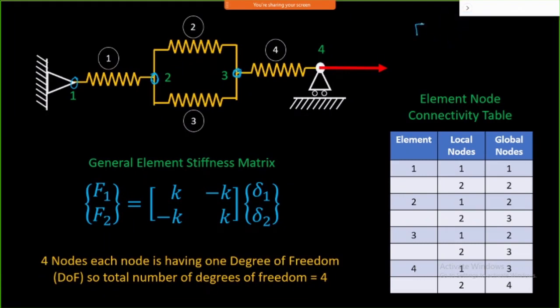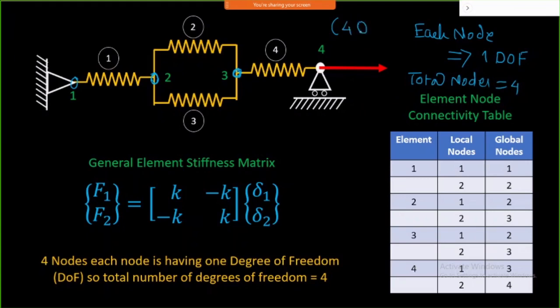Each node here has 1 degree of freedom, and altogether the total number of nodes is 4. So it becomes a 4 DOF model. This is 4 degrees of freedom, because each node we considered as 1 degree of freedom. We are not considering any higher degrees. We'll look at that when we go to 2-dimensional and 3-dimensional problems, where these degrees will increase. We are only dealing with 1D problems here.